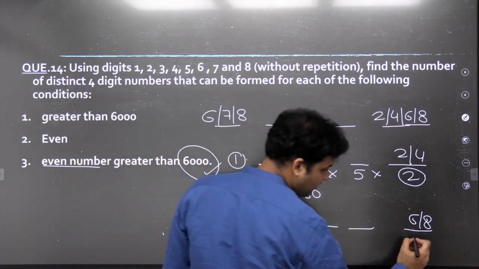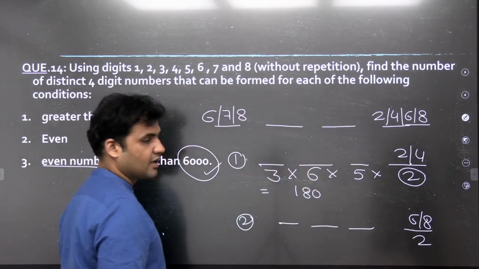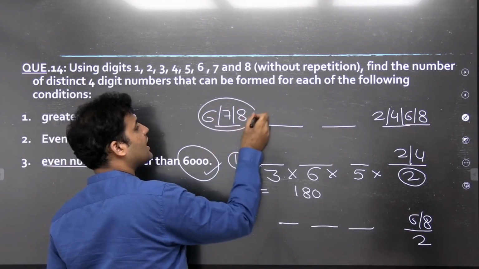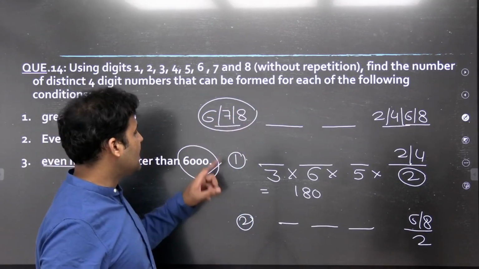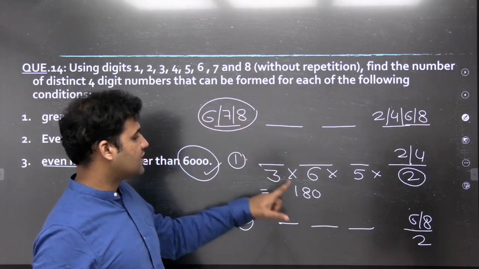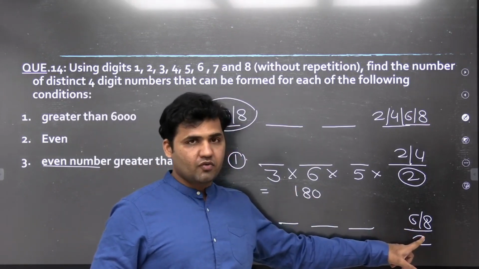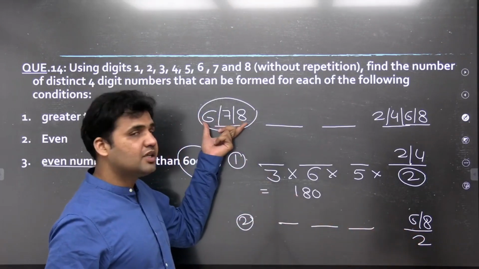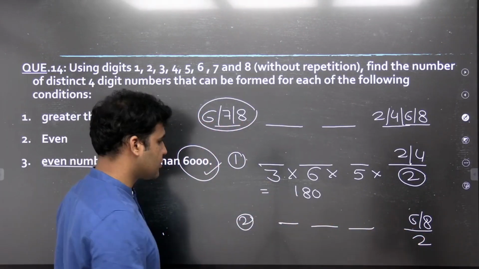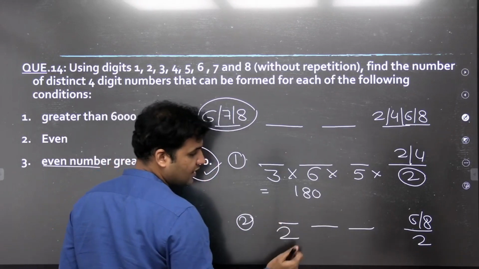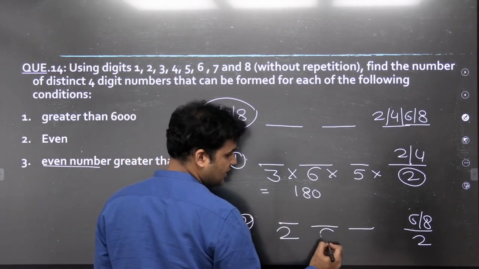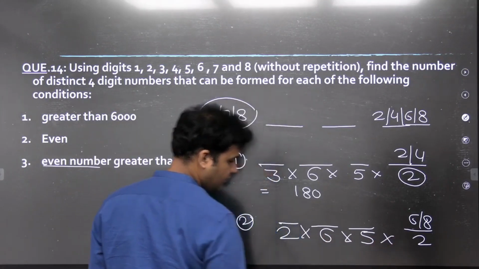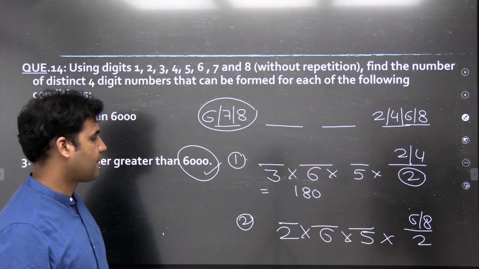That means this place can be filled in two ways now, right? But the problem is I also have to place 6, 7 or 8 at this position. Now I know that out of 6 and 8, one of the digits is definitely over here. If one of the digits is definitely over here, out of these 3 digits, I will be left with 2 more digits. So this place can be filled in 2 ways. This place can be filled in then 6 ways, and this place can be filled in now 5 ways. Right? Is it clear, guys?